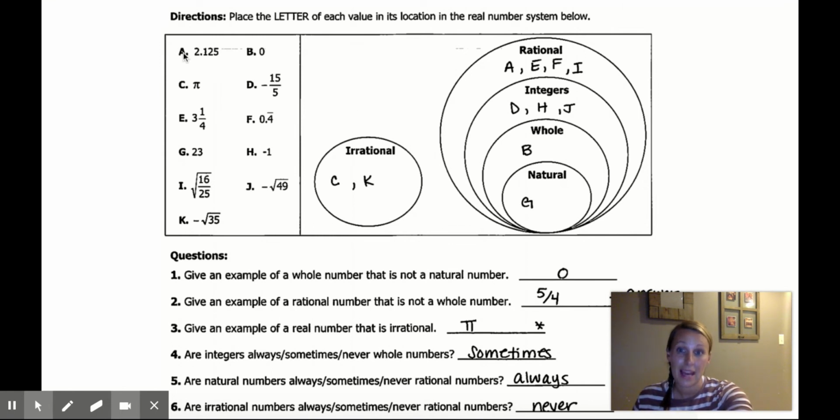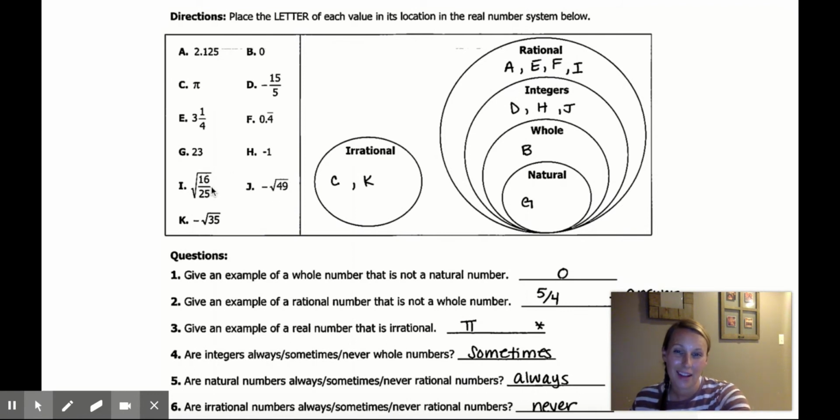So did you put A in the correct spot as the most specific location, which is rational? If so, give yourself a point. 0 is a whole number. It's also an integer and it's also rational, but most specifically, we classify that as a whole number. If you have it there, give yourself a point.